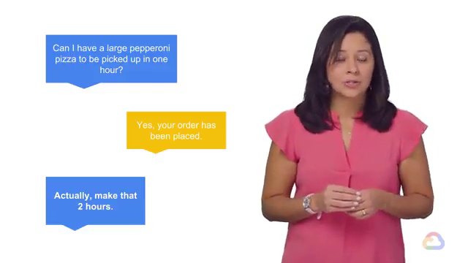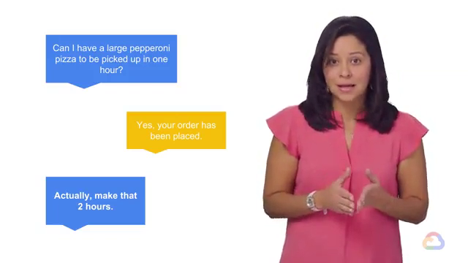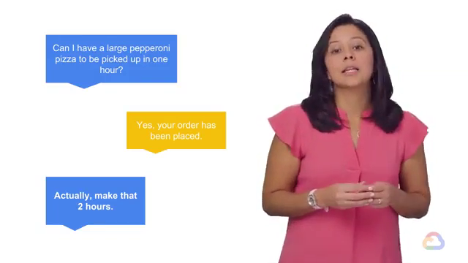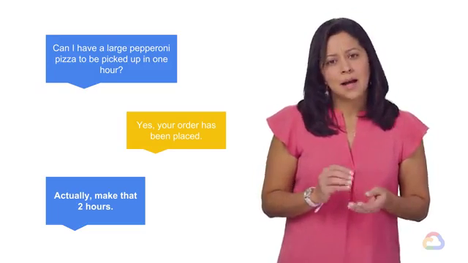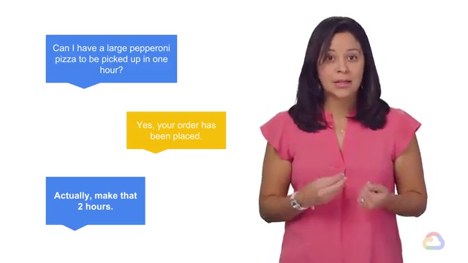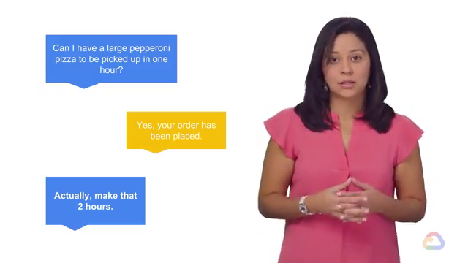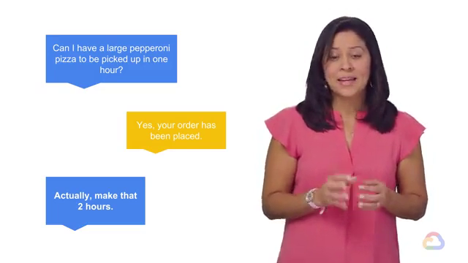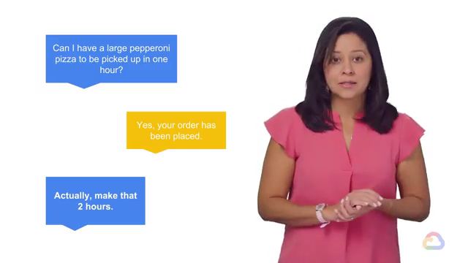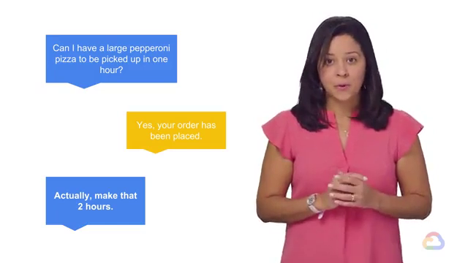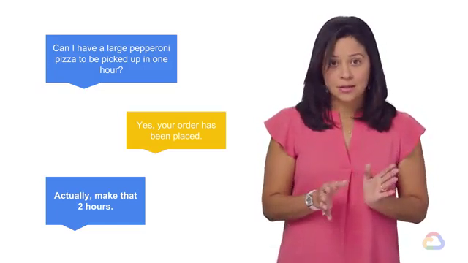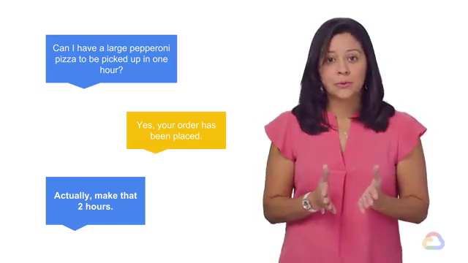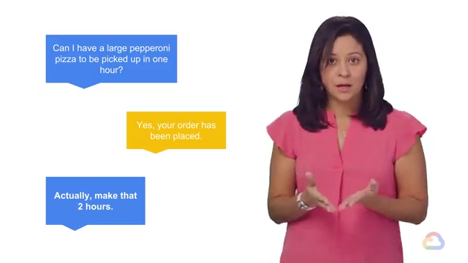Contexts allow the agent to keep track of where the user is at in the conversation. In Dialogflow, they are also a means for an application to store and access variables mentioned in the dialogue. In this example, if the sentence "actually make that 2 hours" is sent out of context, there is no way the agent can know that the user is referring to the pickup time for the pizza order.